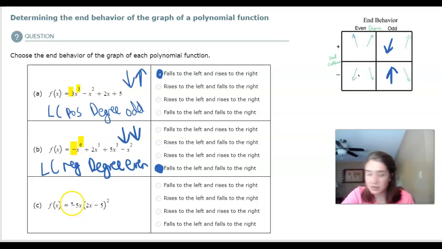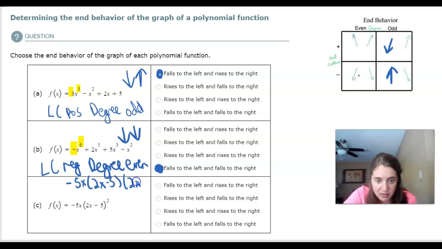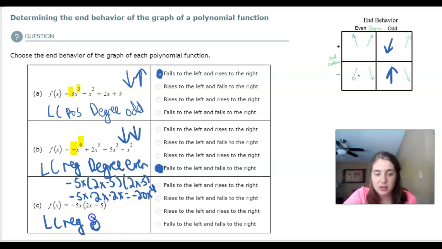This next one is a little more challenging because I would have to do negative 5x. What this would end up looking like is I can just do all of the coefficients and I'd end up with negative 20x to the fourth. My leading coefficient is negative. My degree is even. So it'd be down, down.